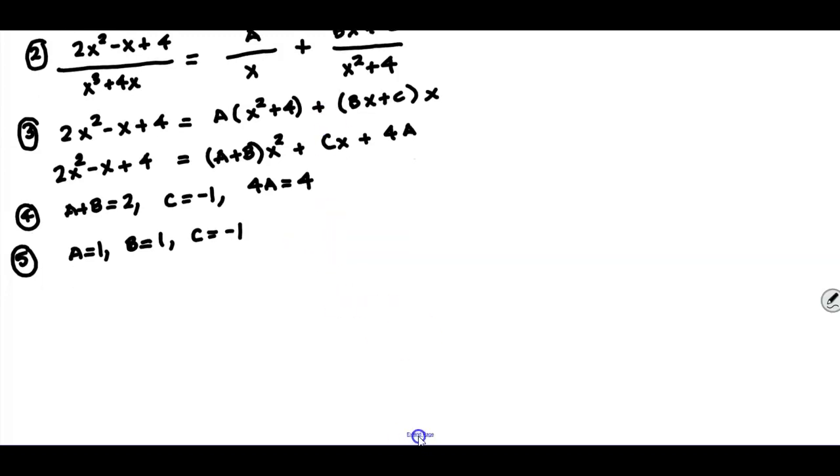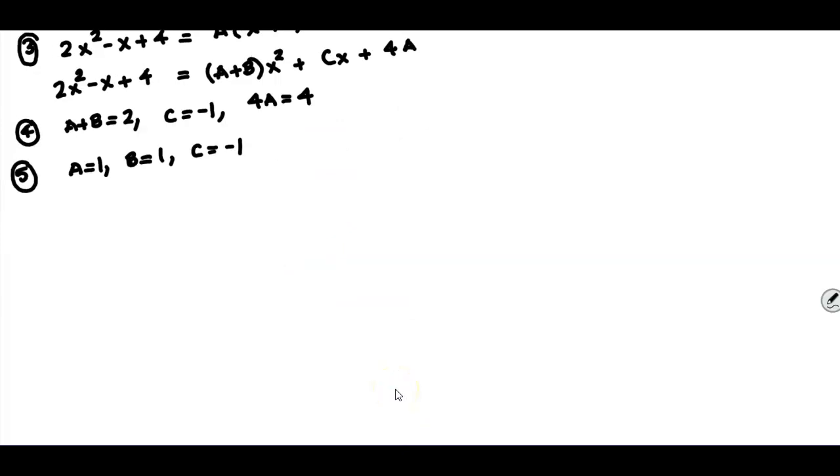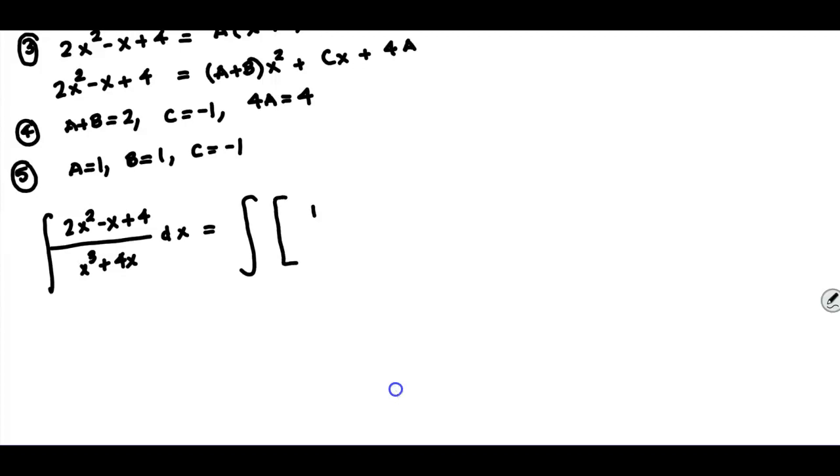Now we can go ahead and apply our integration. So we know that our original question, 2x squared minus x plus 4 divided by x cubed plus 4x dx, can now be written in the following way. We would have 1, which represented A over x, plus x minus 1 over x squared plus 4, dx.